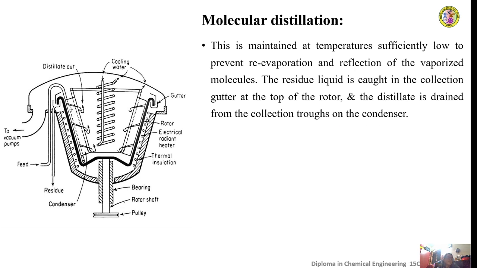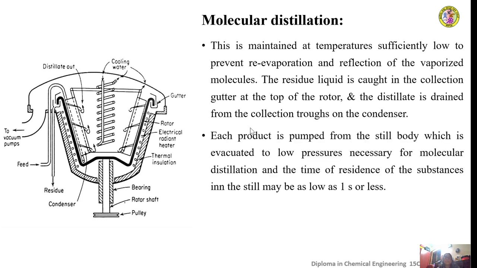See, this is how the distillate will be collected on the collection troughs on the condenser. So, the residual liquid, that is the unvaporized liquid film that is coming out from the upper periphery of the rotating bowl, will be caught in this gutter. So, from there it can be withdrawn as the residue. Okay. So, this is where the distillate product is getting collected, and through these troughs it can be taken out of the apparatus.